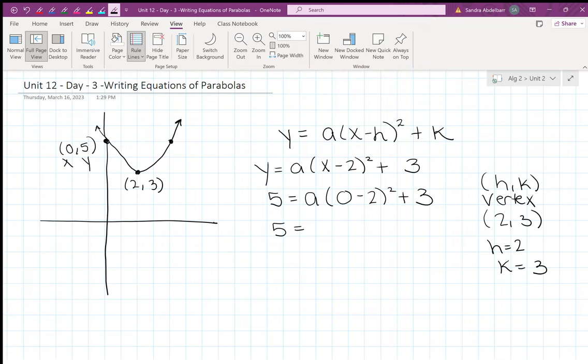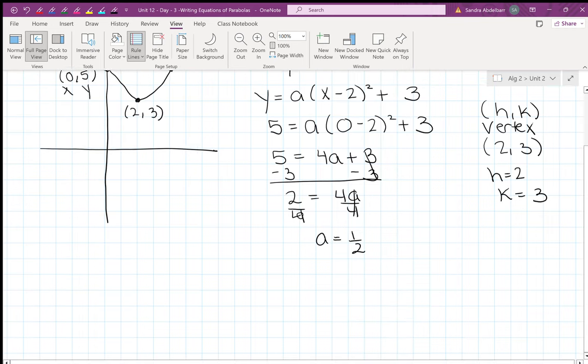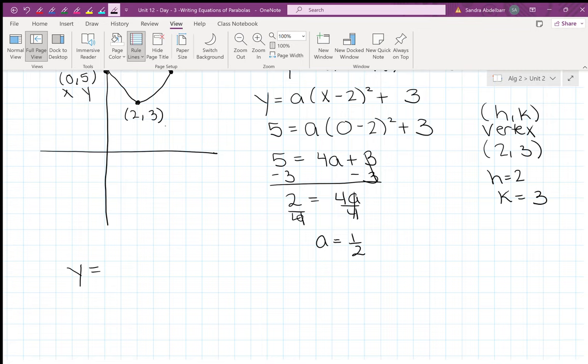Okay, so now we're going to go through this. We're going to solve for A. So now we have negative 2 squared is 4. So I have 4A plus 3. I'm going to subtract that 3. I have 2 is equal to 4A. Divide by 4. A will equal a half. So now I have everything I need to make an equation. So y equals a half times the quantity of x minus 2 squared plus 3.